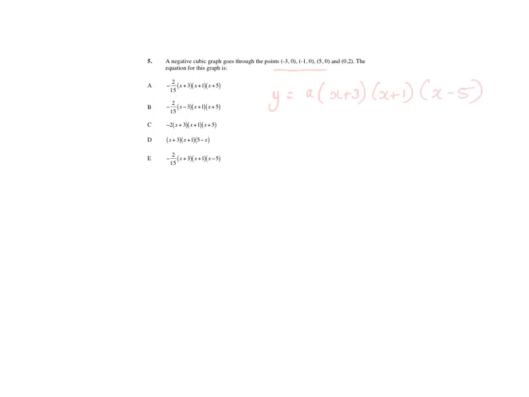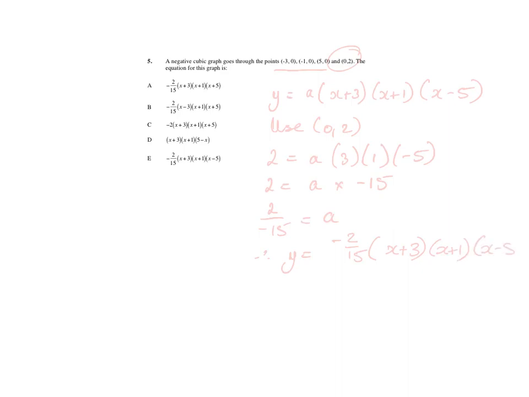All right, and so now I'm going to use my other point, which was (0, 2), okay, to be able to find my a value. So my a value becomes 2 is equal to a outside of, now remember x is 0, so it's 3, 1, and minus 5. 2 is equal to a times minus 15. 2 divided by minus 15 is a. So you can see, therefore, that my equation is -2 on 15, (x plus 3)(x plus 1)(x minus 5). And of course that gives me the answer of E.